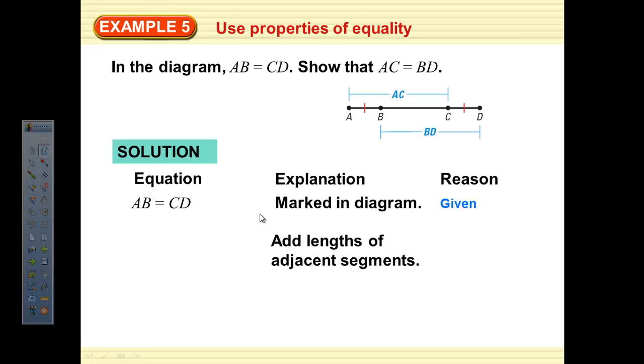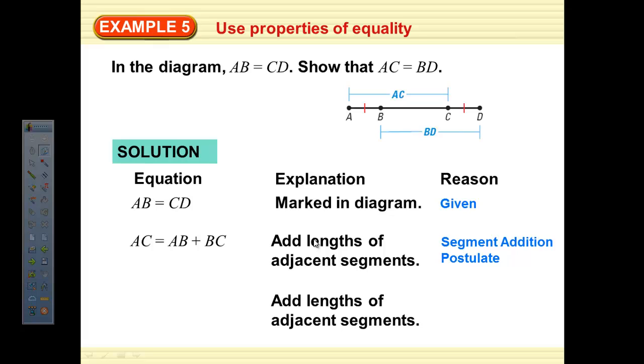The next thing we want to do is add lengths of adjacent segments. So what we can do is say AC is equal to AB plus BC, because we want to eventually get to AC is equal to BD. So we know that AB plus BC is equal to AC. This is the segment addition postulate. Then, since we know that AB and CD are equal, well, they're doing it a different way. We know that BD is also two segments added together. So BD equals BC plus CD. And that is also the segment addition postulate.